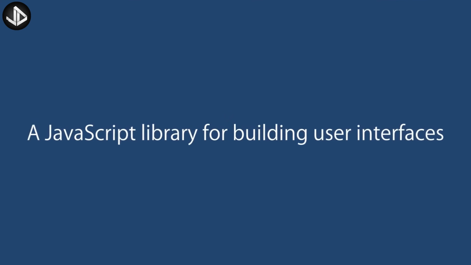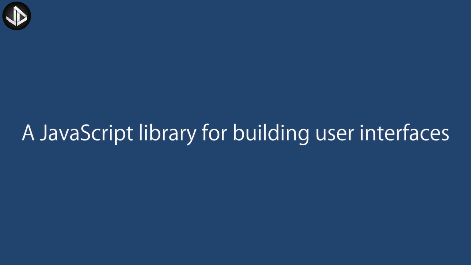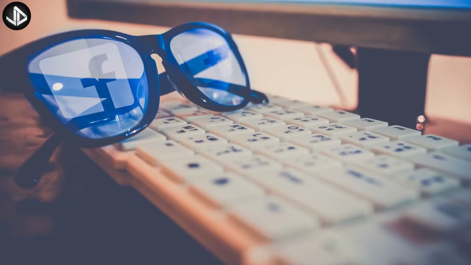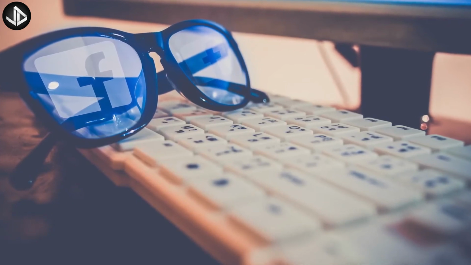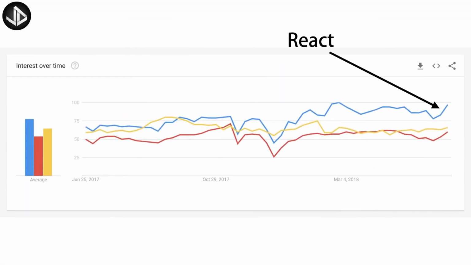React is a JavaScript library for building fast and interactive user interfaces. It was developed at Facebook in 2011, and currently it's the most popular JavaScript library for building user interfaces. As you can see on Google Trends, React is dominating the space of libraries and frameworks for building user interfaces. The other two players here are Angular and Vue.